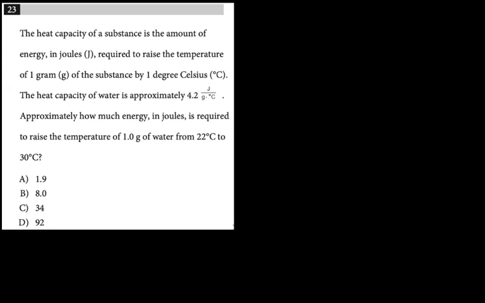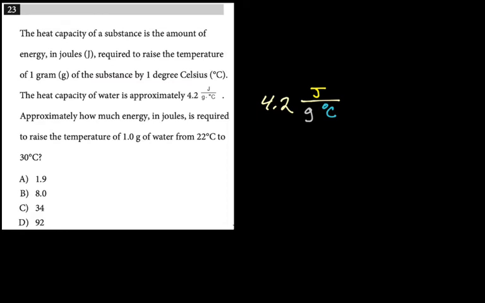The heat capacity of a substance is the amount of energy in joules required to raise the temperature of 1 gram of the substance by 1 degree Celsius. All right, so the heat capacity of water is 4.2 J per G times C. That's basically all you need to know here, right? So we got 4.2 J over G times degrees Celsius, or C's, right? Now, the question is, how do we use this, right?